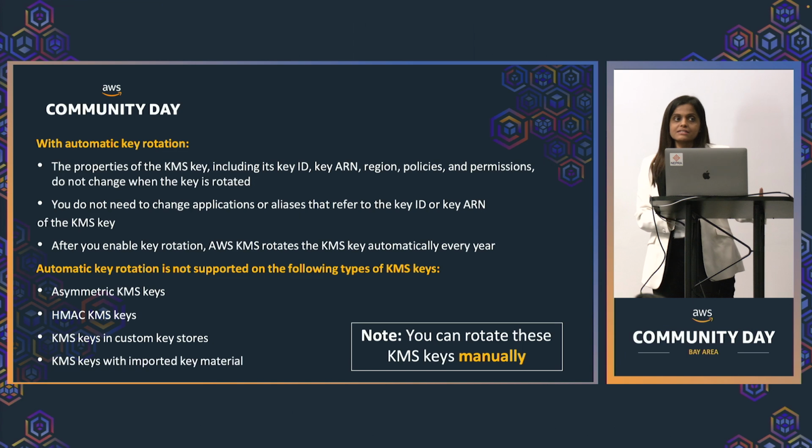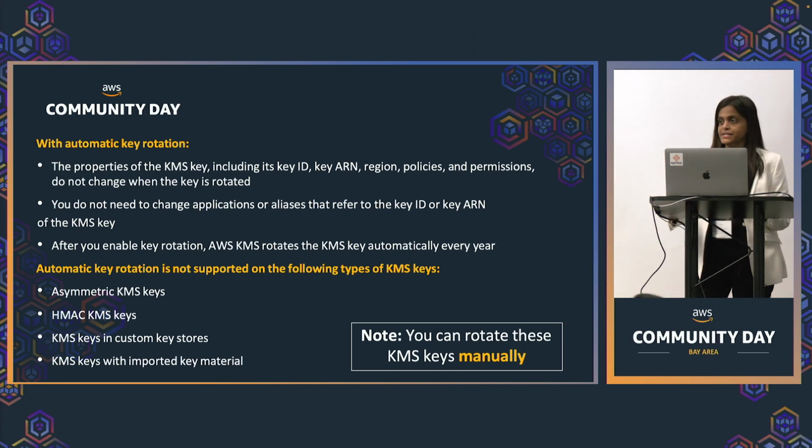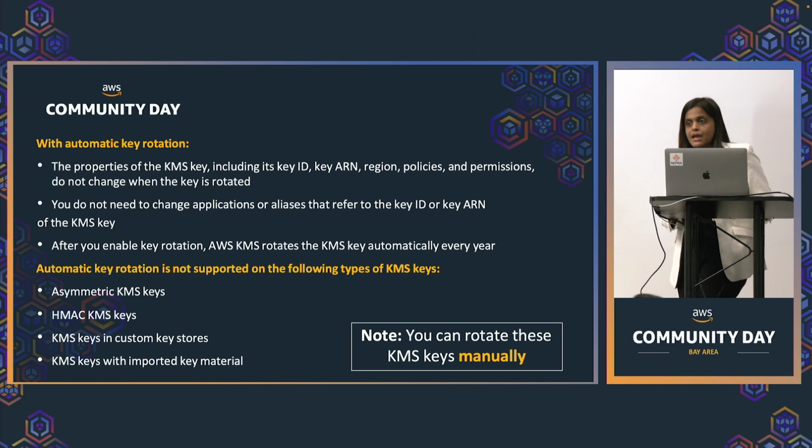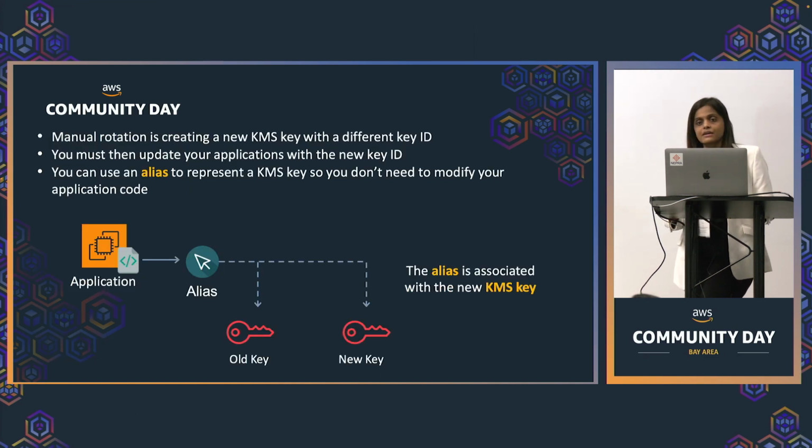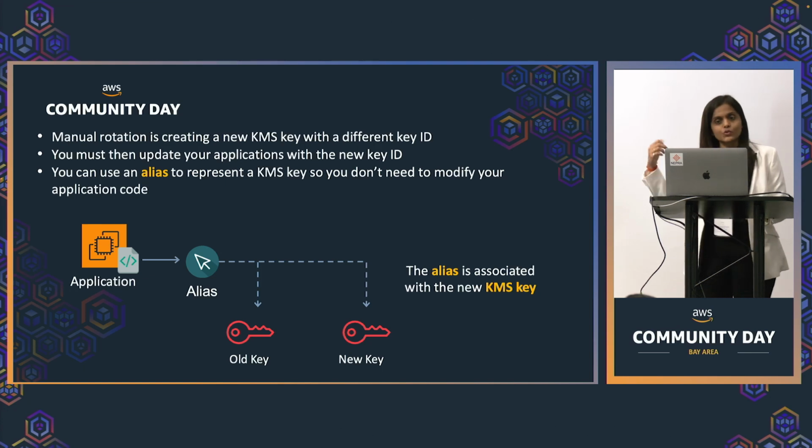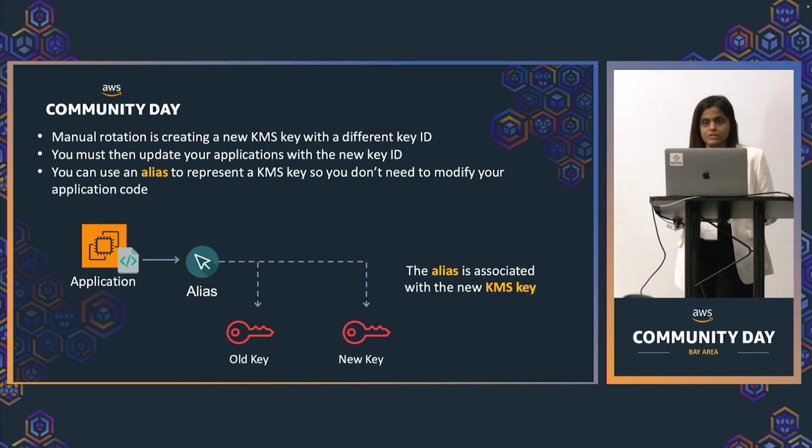That is the reason why we have to use an alias for our keys, so that you can use the alias directly in your application code and it will be referred accordingly. So you don't need to go and change everything at the time of rotation. This is the application where we have used an alias. This is the old key and this is the new key. The alias is associated with the new KMS key whenever you perform rotation.